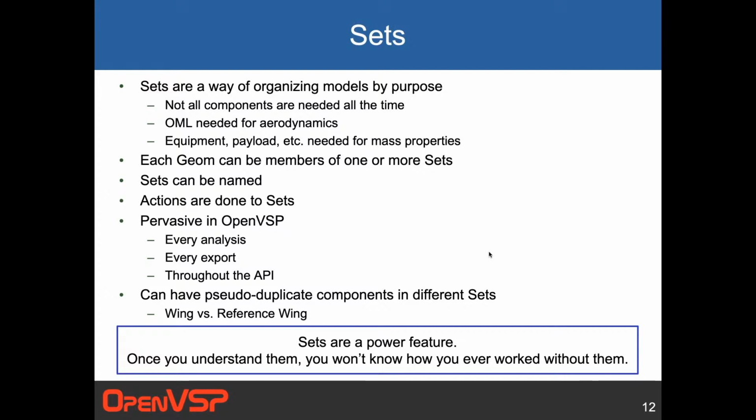Another tricky thing to do with sets is you can have what I call pseudo-duplicate components. You can have two versions, a Dr. Jekyll and a Mr. Hyde, of certain components, and then they can be in different sets. So for example, you might have your real wing in one set, but you might carry a simplified reference wing in a different set. And that includes a simplification of that plan form and other things like that.